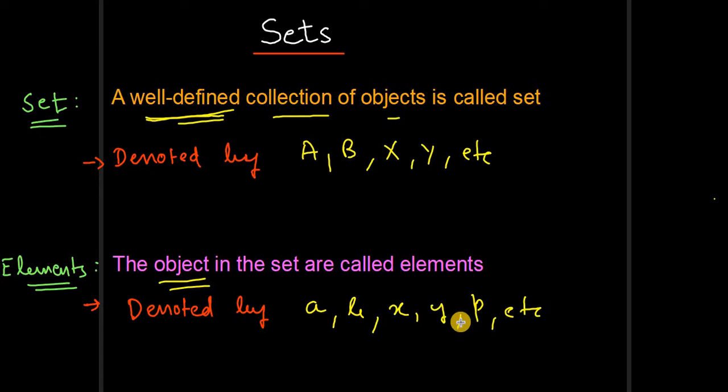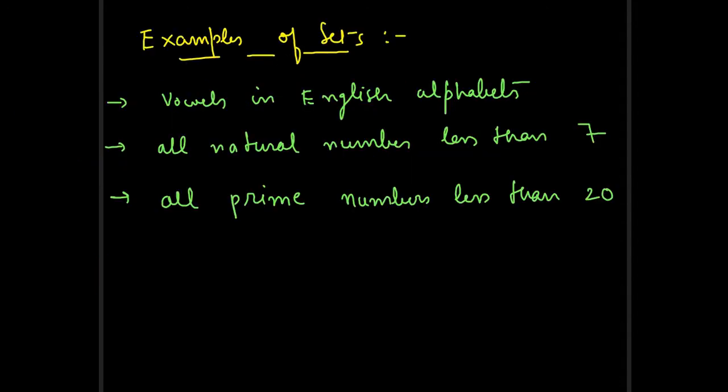Now let's go on and see what is well defined. Well defined means, let's make it clear by using an example. What do you mean by a well defined collection of objects? Let's say the vowels in the English alphabet. So we have A, E, I, O, U. They are definite. Except A, E, I, O, U, we don't have any vowels. So we can say they are well defined. So it is a set, right?